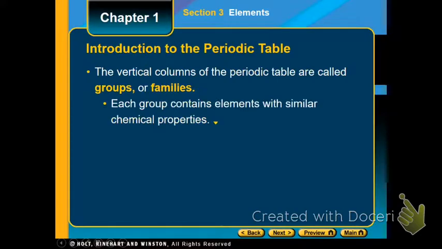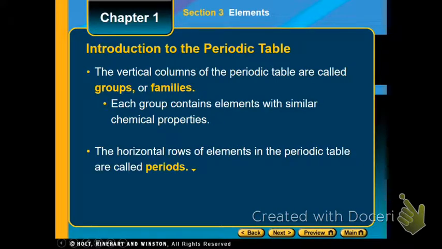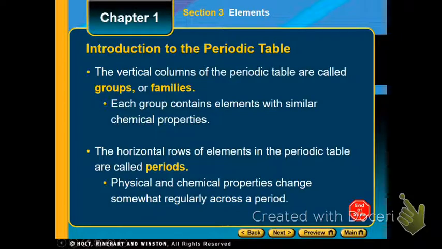So starting off, all of those vertical columns, they are called groups or families. Make sure you write down definitions for these. And we have 18 groups in our current periodic table. So groups 1 through 18, they are vertical, meaning up and down. And if elements are in the same group, typically they will have similar chemical properties. The rows that's left to right, those are called periods, and we have 7 periods on the current periodic table, and you will find a wide range of properties from left to right when you go across the periodic table.